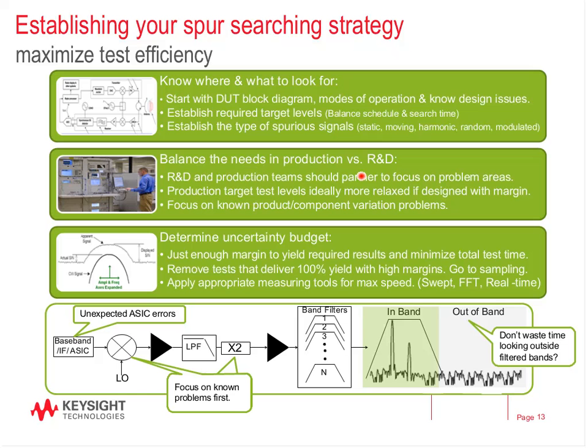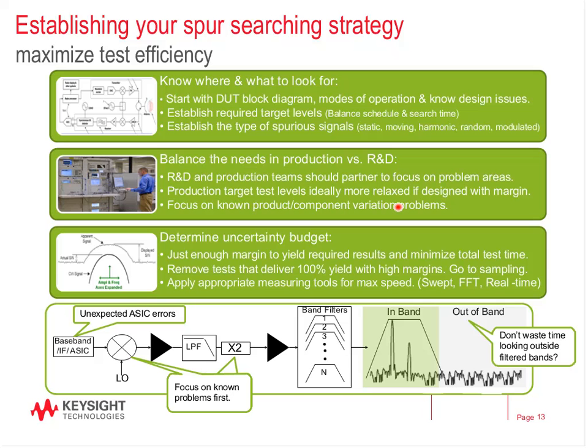Partnering with production early in the design phase can really help focus on the problem areas of your design. If designed well, what you really want for production is enough margin in the development cycle so that you don't have to test to the same degree. So if your requirement is minus 100 dBc, in the R&D design cycle you might target minus 120. That way production doesn't have to look all the way down to minus 120. They can look at minus 100 and have enough margin to pass the device.